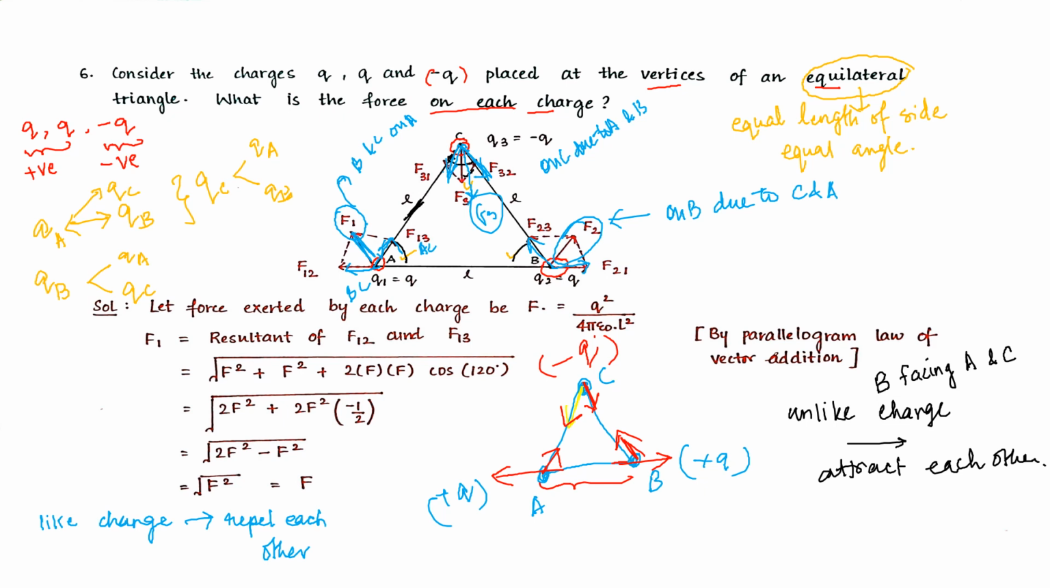Now what we will use over here? We will use the parallelogram law of vector addition. Fine. So while using this law, from here to here the resultant will be in this direction. From these two the resultant will be in this direction, and from these two the resultant will be in this direction. Hope you understood how we have taken the direction of different forces.